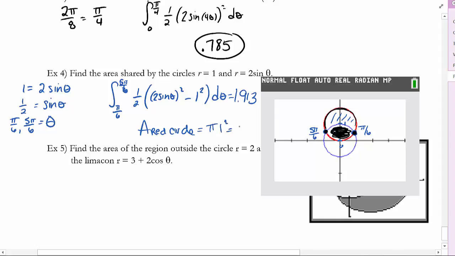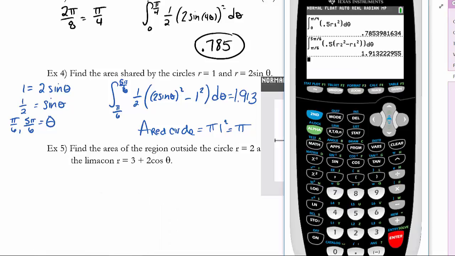So the area of the red circle is pi r squared, which is pi. That's the area of this whole thing. I also know the area of this, and if I take their difference, I would get the black scribbly thing.